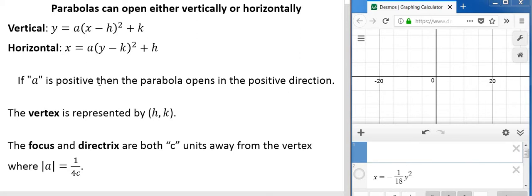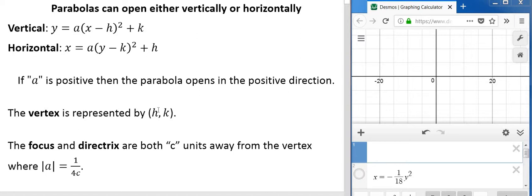Now what does this a do out front? If a is positive, then it opens in the positive direction. So in the vertical, it would be opening upward. Of course, if a is negative, it opens down. For horizontal, if a is positive, it would open to the right. If a is negative, it's going to open to the left. Now the vertex is represented by (h, k).